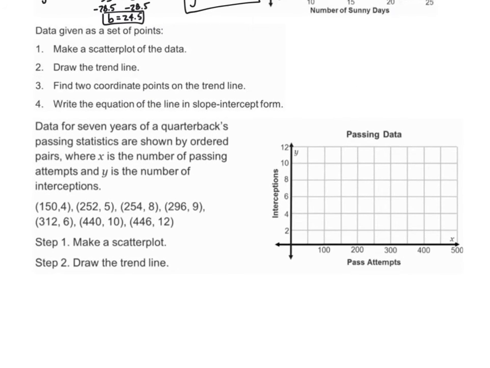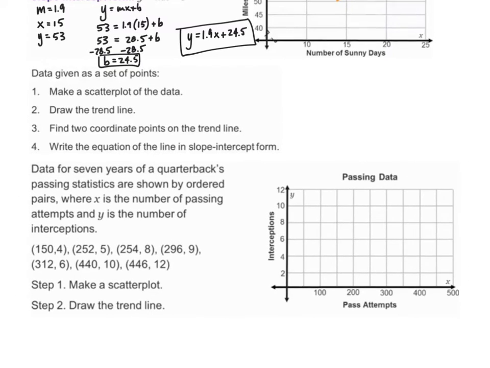So let's go ahead and do that on here. All right, so on this one, we have data for 7 years of a quarterback's passing statistics shown by ordered pairs, where X is the number of passing attempts and Y is the number of interceptions, okay? So we're going to plot the points, and then we're going to write the equation of this scatter plot, or of this trend line, okay?